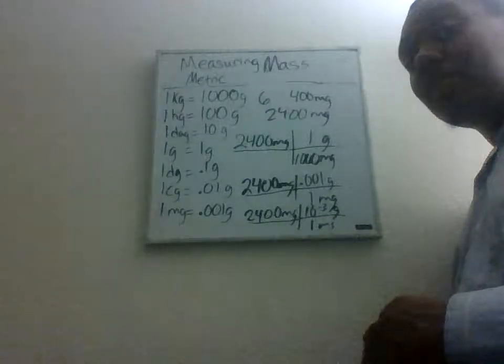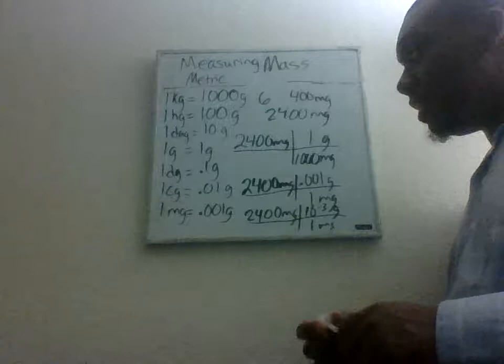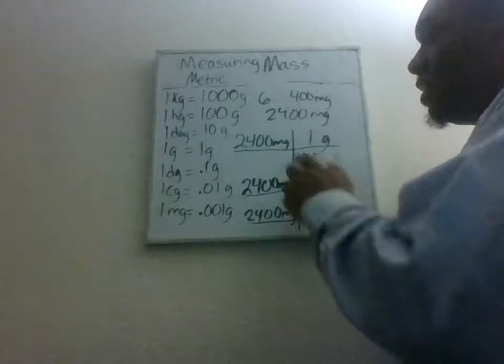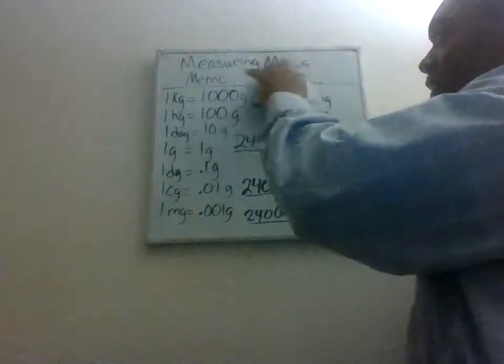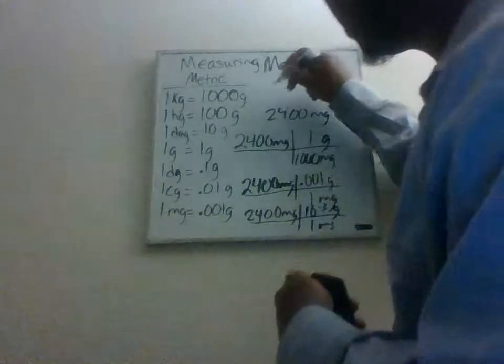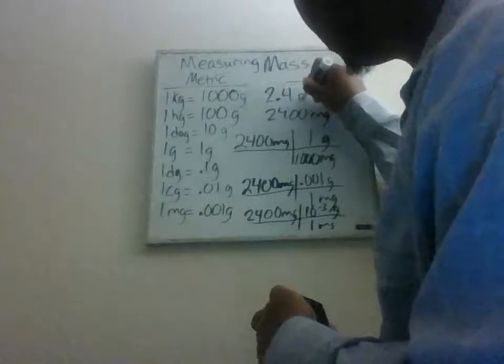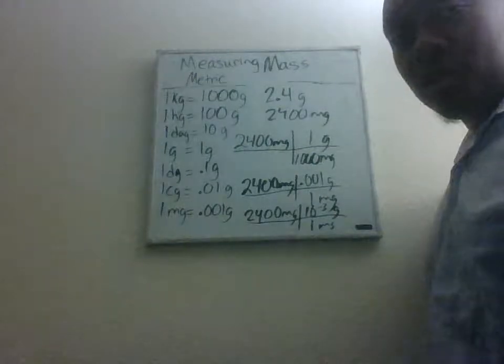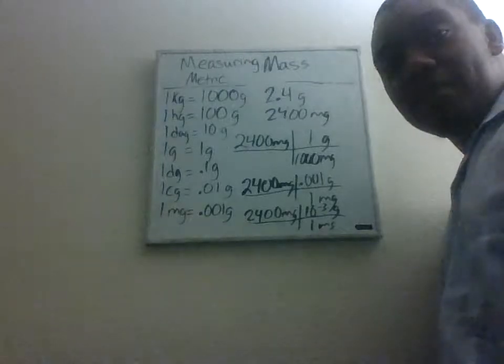So, all of that said, the answer, I'm sure, would be quite obvious to many of you once you divide this. You just get 2.4 grams and call it a day. Because that's what we're going to do. We're going to call it a day. That's measuring mass in the metric system.